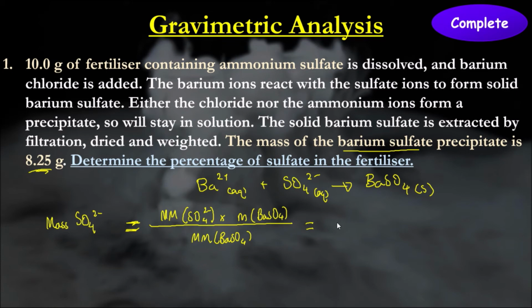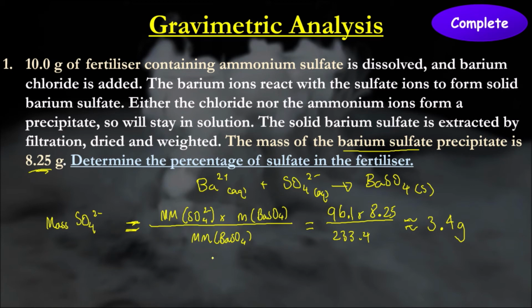So the molar mass of barium sulfate is around 233.4. We know that the mass of the barium sulfate is 8.25. And we know the molar mass of sulfate is 96.1. So that gives us a mass of around 3.4. Just a quick round off here. You should use the complete values, so just keep that in mind.